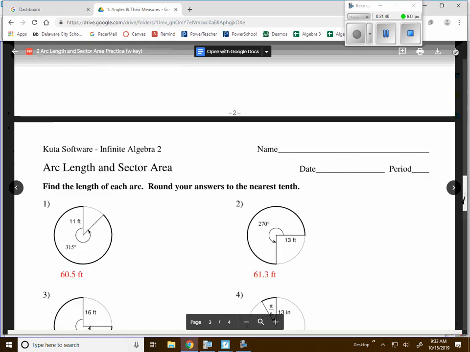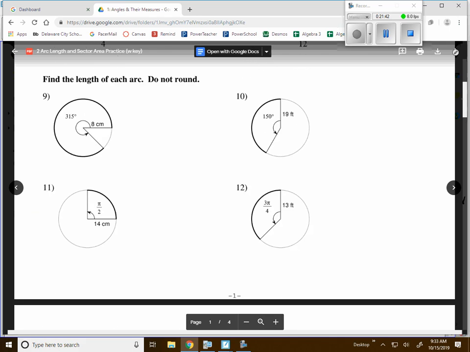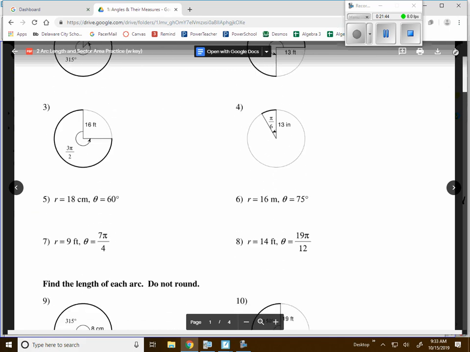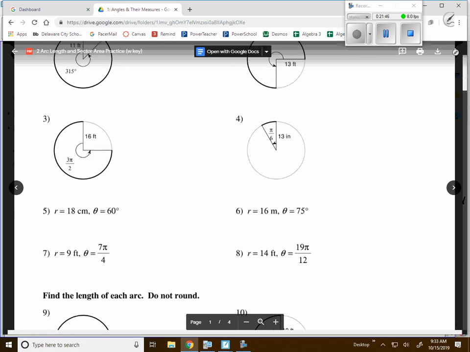Okay, go ahead and go to the front page there, I think it's number 3. See how number 3 is different than number 1 in the measure of the angle? In number 1, it's 315 degrees. And in number 3, it's 3 pi over 2. Do you see the difference?